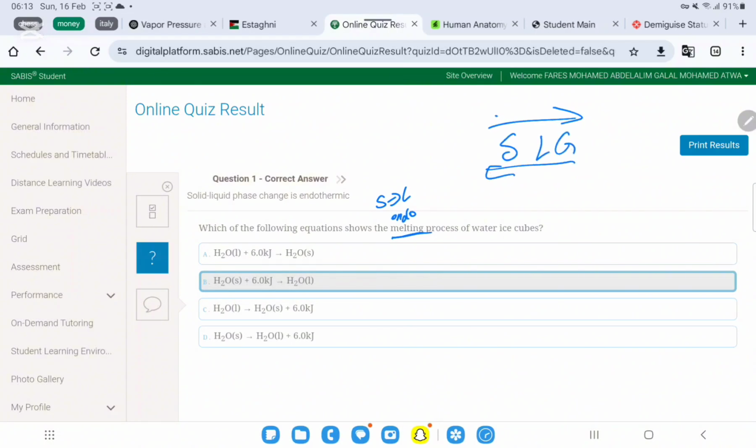Breaking bonds is endothermic, forming bonds is exothermic. So since it's endothermic, the energy will be on the reactant side. So H2O plus 6 kilojoules. Now there is also this one, the energy is in the reactant side, but saying the melting. So again solid to liquid, so from S to L.